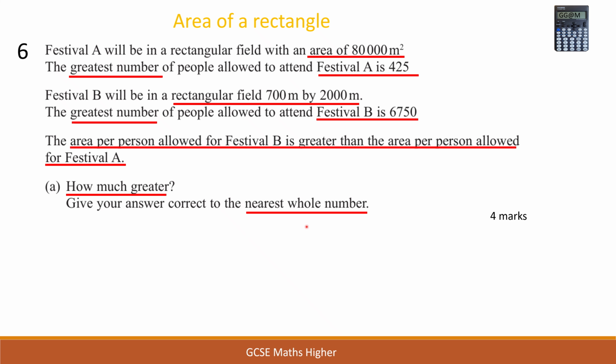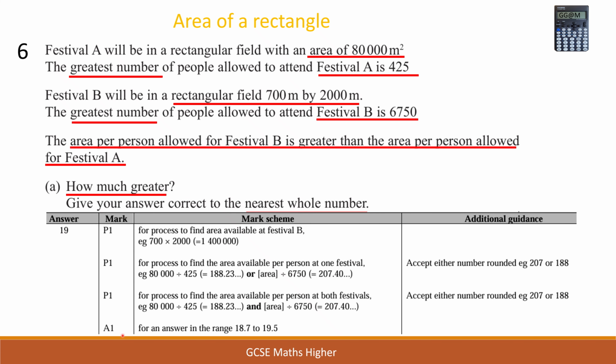So, the mark scheme, once you've had a go at working this out, remember you're going to be comparing the areas here, so you're going to have to work out the area of this, and you've got to work out the area per person. So that's your area divided by the number of people, then you can compare which one is greater.